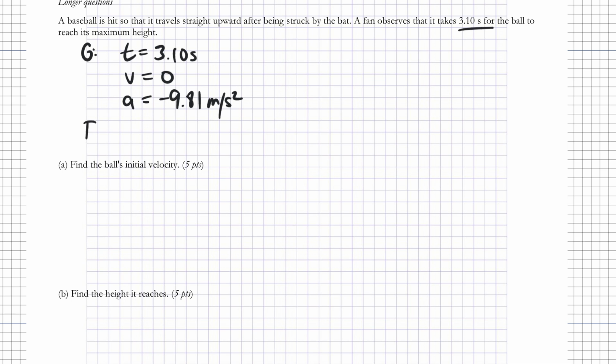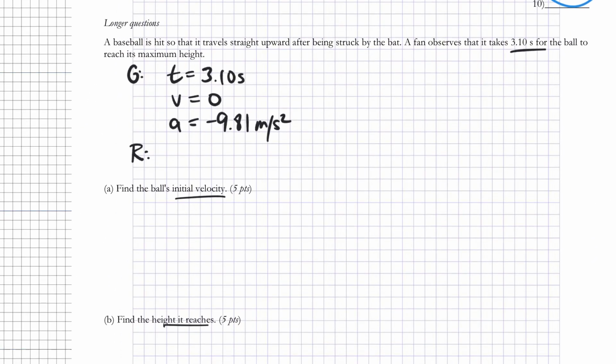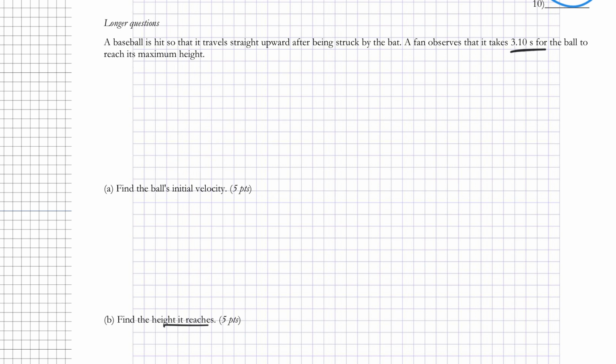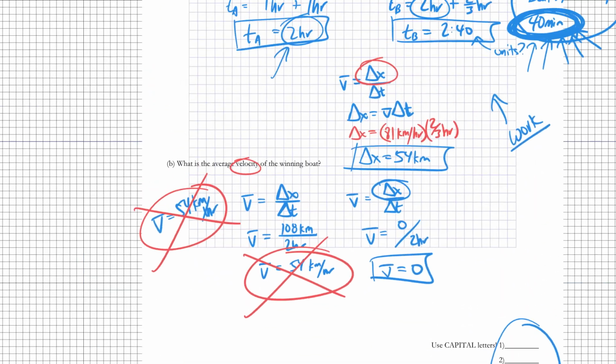Whew. Okay, so anyway, required. What are we looking for? We're looking for initial velocity, the height, anything else? Oh, that's not so bad. Okay, so we want V naught equals question mark and delta y equals question mark. You should definitely know these problems. I think this is the second one of these on this. The other one was the same thing, wasn't it?